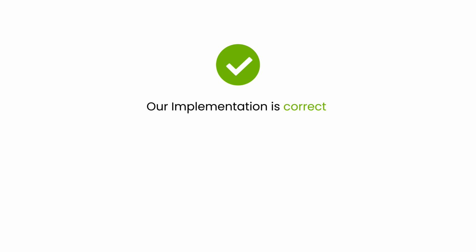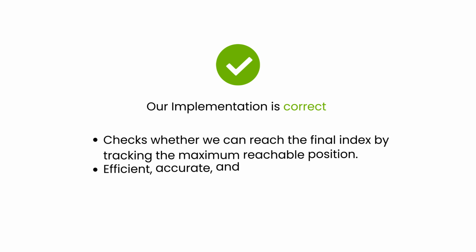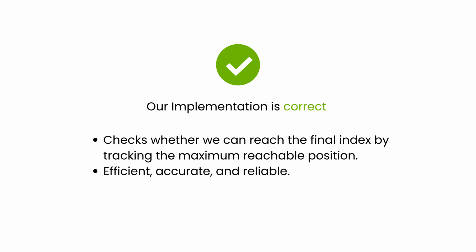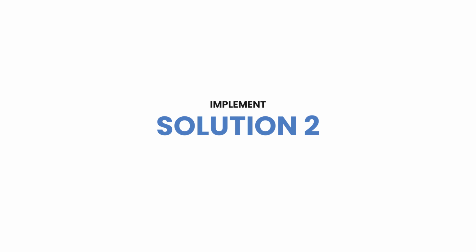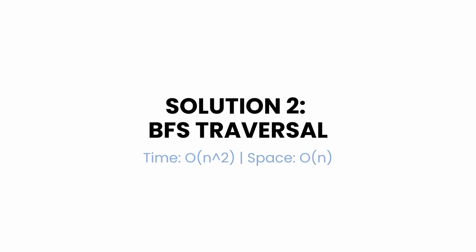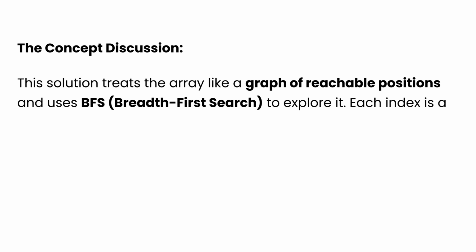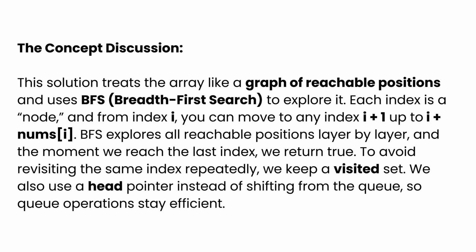Wrap up. So, our implementation is correct. The algorithm successfully checks whether we can reach the final index by tracking the maximum reachable position, efficient, accurate, and reliable. Let's try to implement it using solution 2. Time complexity is O(n squared). Space complexity is O(n). This solution treats the array like a graph of reachable positions.